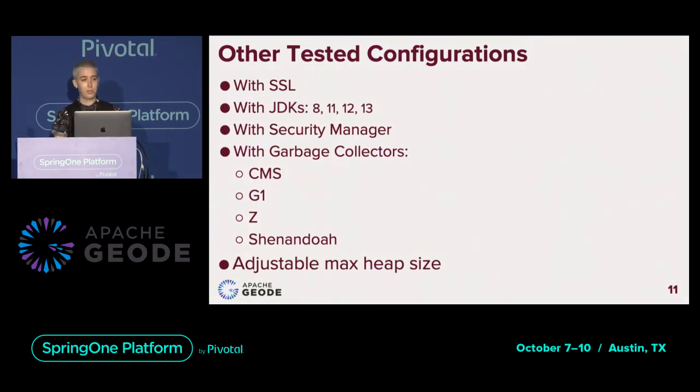With those tests, we also provide a variety of configuration options for running the benchmarks. So we currently support running with or without SSL enabled, running with JDKs 8 through 13, with or without security manager enabled, and with a wide variety of garbage collectors. Oh, and adjustable max heap size. Since these options change the behavior of the Geode cluster, adding these actually gives us more test coverage, which is great.